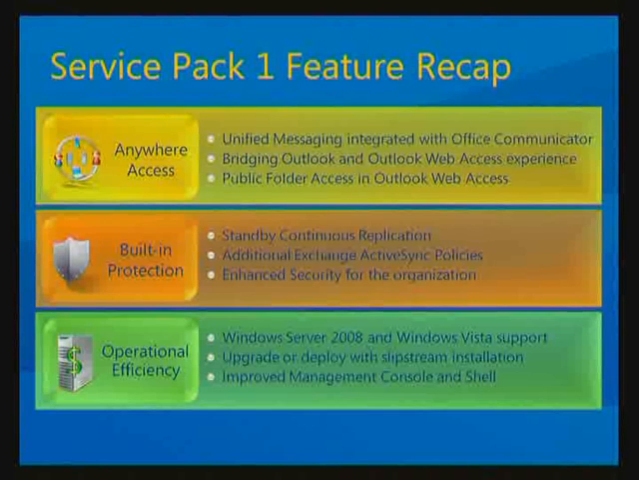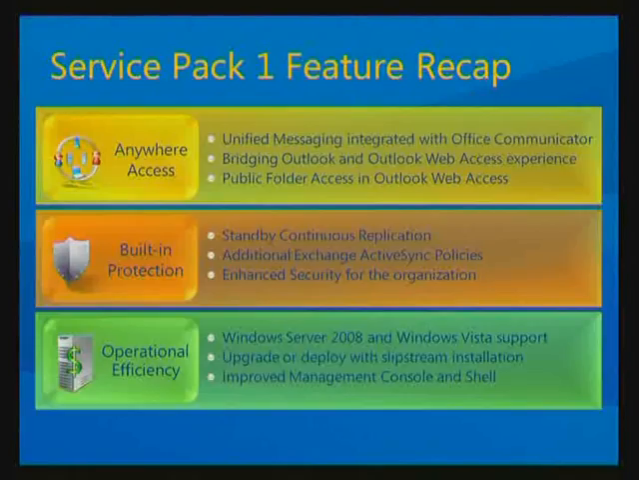So I want to recap what we looked at in Service Pack 1 and go back to those themes at the beginning. Anywhere access is about getting that rich Outlook experience, whether it's your desktop, a web browser, or a mobile device. What I showed today is how we've integrated unified messaging with Office Communicator. You can get that message waiting indicator in Communicator, and you can direct dial to Outlook Voice Access without having to enter a PIN. I showed how some of the things that users do in Outlook are now available in Outlook Web Access, like recovering deleted items or managing personal distribution lists, and showed public folder access within Outlook Web Access.